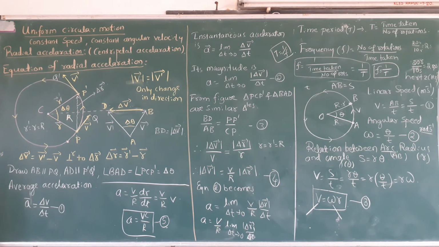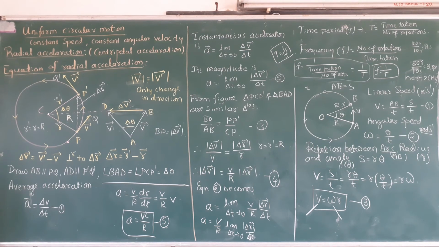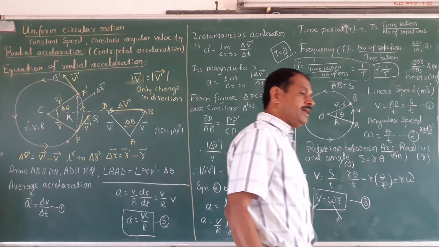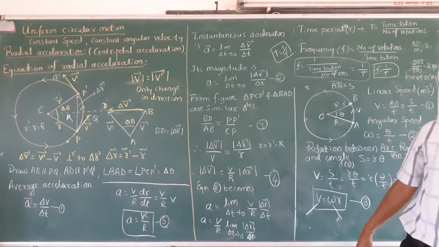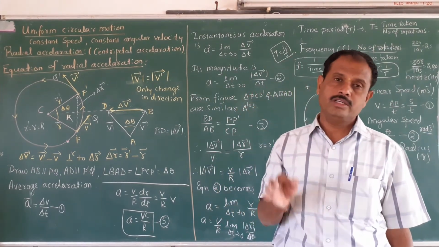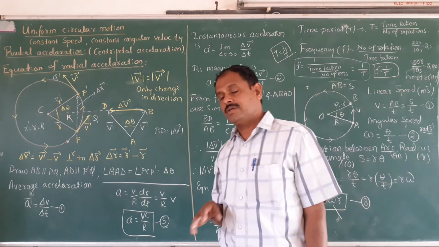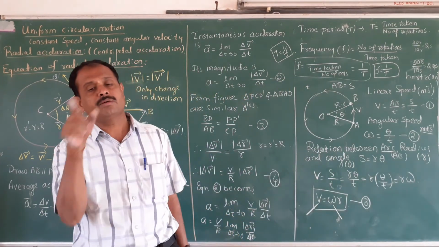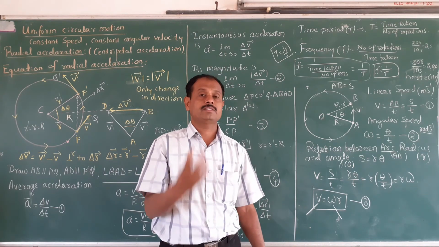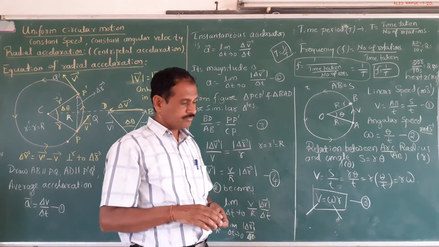Now there are two very important definitions here. One is time period, another one is frequency. Once again I repeat, the time taken by the particle to complete one revolution or one rotation is called time period. Frequency means the number of rotations completed by the particle in 1 second is called frequency.